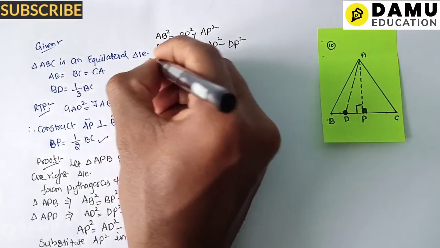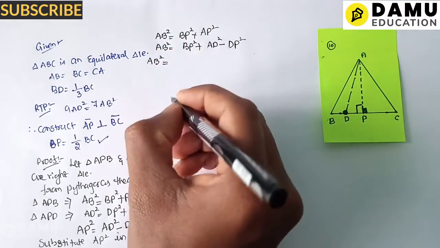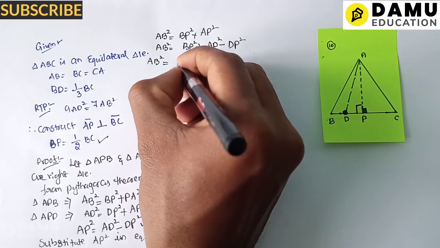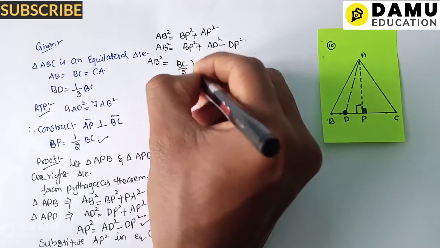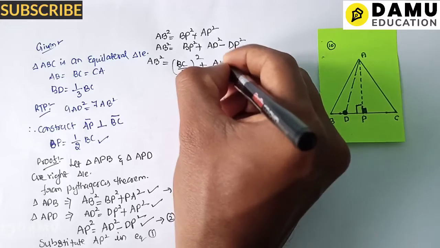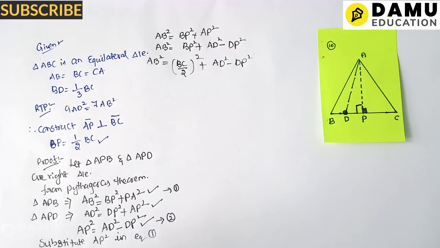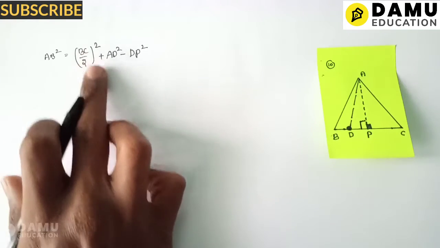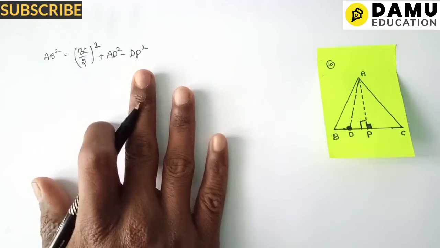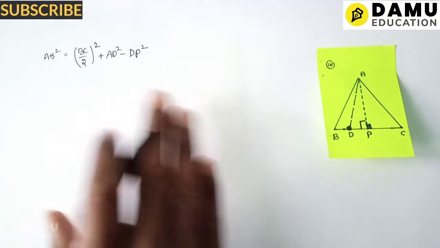So write AB square will be equal to BP, which is nothing but (BC by 2) whole square, plus AD square minus DP square. So what are the things here that we have to write?